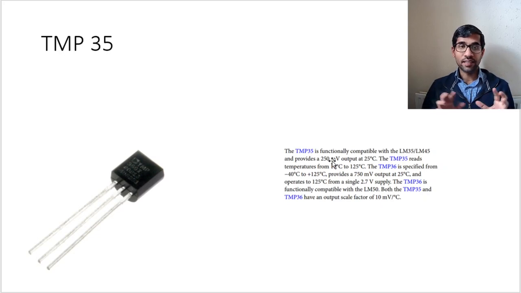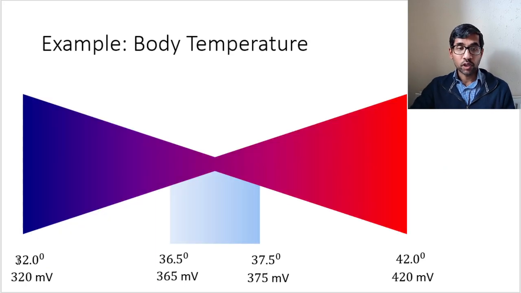So basically, the equation to get temperature is very, very simple. So if you get a voltage in millivolts, you divide that by 10, and that would be the temperature in degrees Celsius for this particular sensor. Okay, so which means that for 32 degrees Celsius, you will have an output of 320 millivolts, and for 42 degrees Celsius, you will have an output of 420 millivolts.